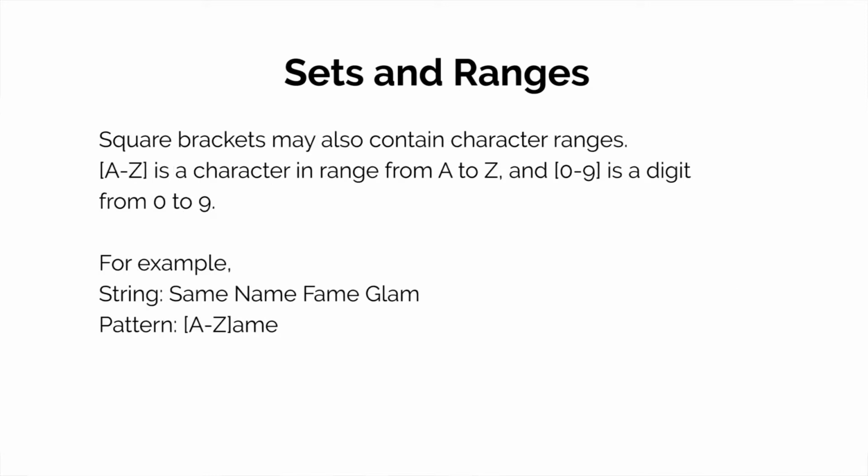The second way is these square brackets may also contain character ranges. For example, square brackets A-Z is a character in range from A to Z, capital A to capital Z. And square brackets 0-9 is a digit from 0 to 9. For example, same, name, fame, glam. Say for the string, you want all the words which rhyme. In this case, all the words ending with AME will rhyme. So you can put a condition in square brackets A-Z followed by AME.